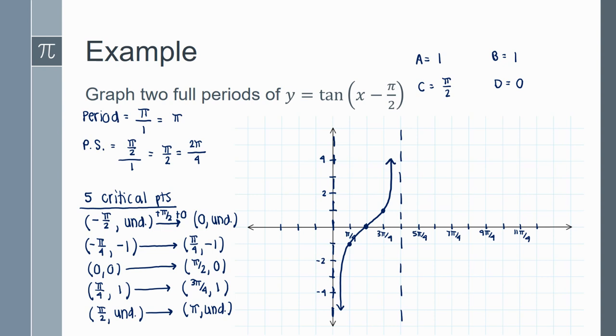There's one period. I need to repeat that to get a second period. So at 5 pi over 4, we're back down at negative 1. The next one then would be 3 pi over 2 because it's technically 6 pi over 4. That's when we're back at 0. At 7 pi over 4, we're at positive 1. And then 8 pi over 4, which is really 2 pi, we are at a vertical asymptote. So now connect those points again. There is my second period.